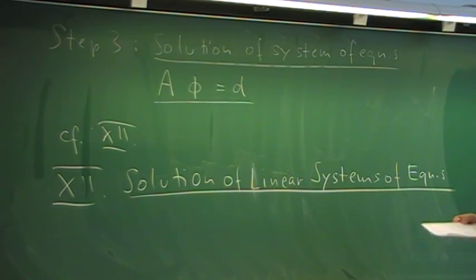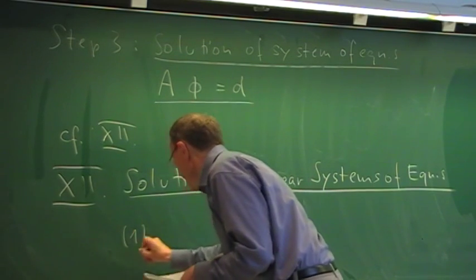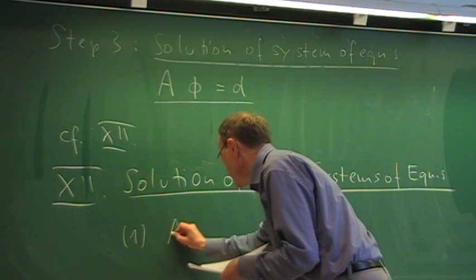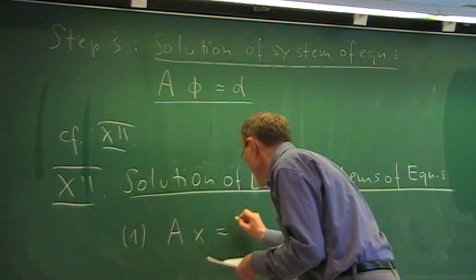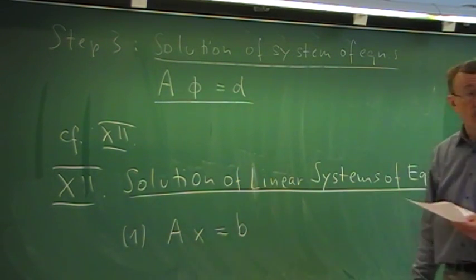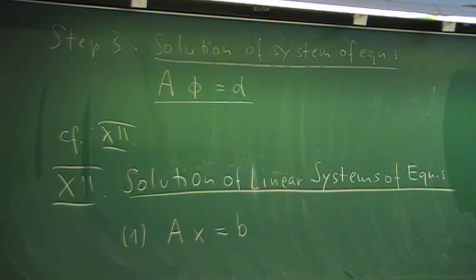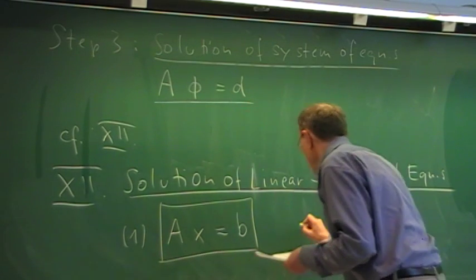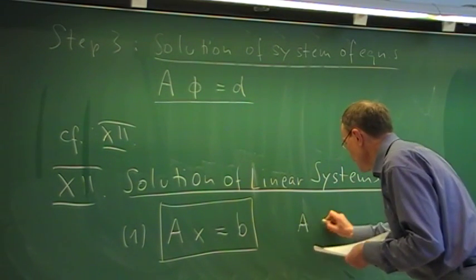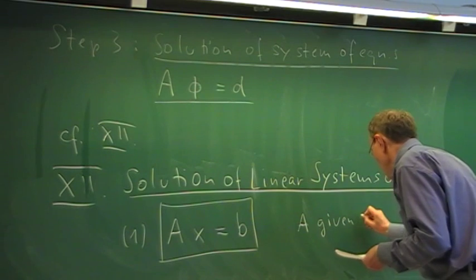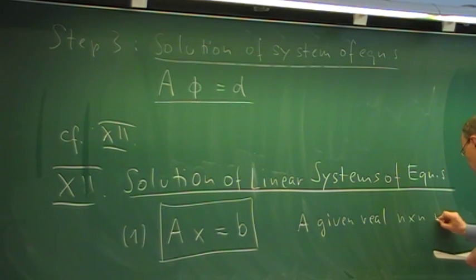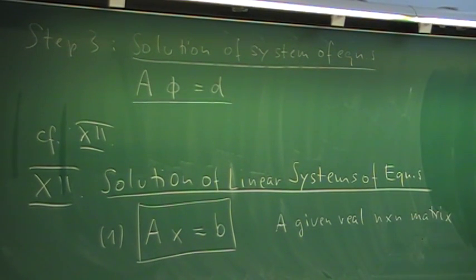So the problem that we consider here is the one of the following kind, and we shall now use this notation. It is different to the notation that we have been using, but this is the notation used in linear algebra. So AX equal to B. The A is a given real, and we take it here also in different notation, n by n matrix. So n is now our dimension.